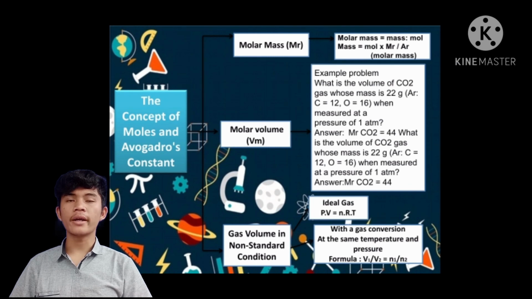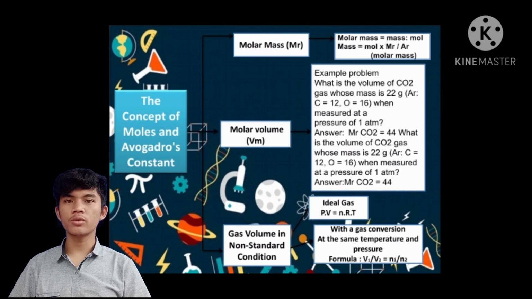2. Molar volume. Example problem: what is the volume of CO2 gas whose mass is 22 grams? Relative atomic mass of C is 12, O is 16, measured at a pressure of 1 atm. Answer: relative mass of CO2 is 44.